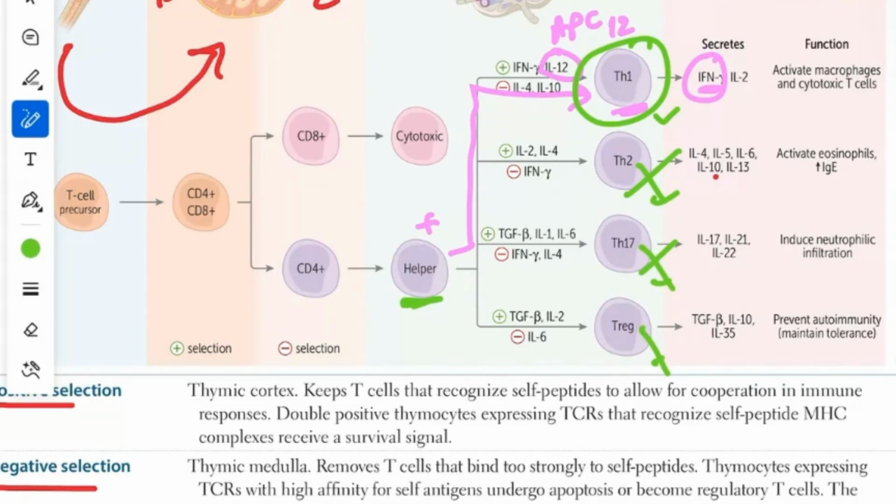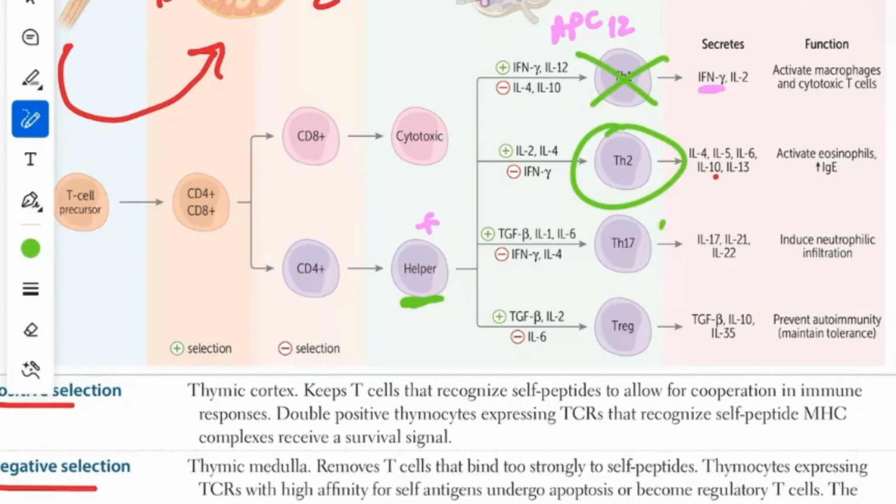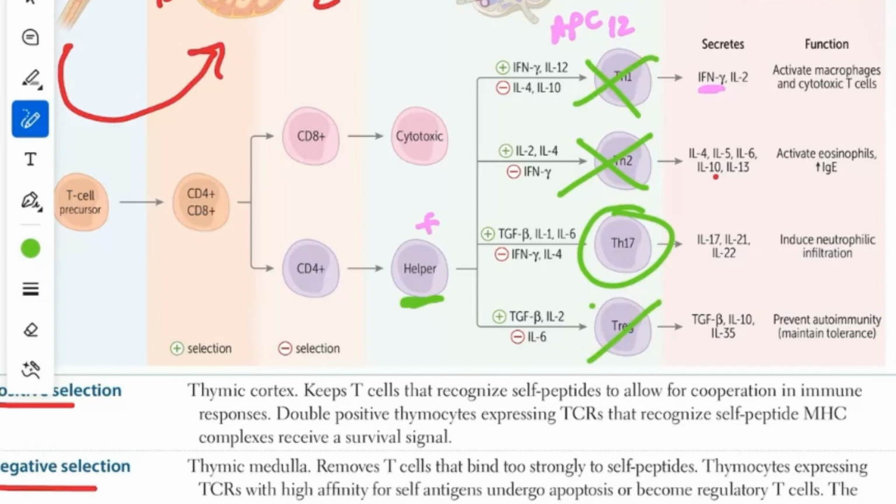If it becomes this one instead, if it becomes the Th2, then it will no longer become these other ones. And if it becomes Th17, then it will no longer become these other ones. So it will pick one line and differentiate into that, depending on the stimulus that is presented to it.